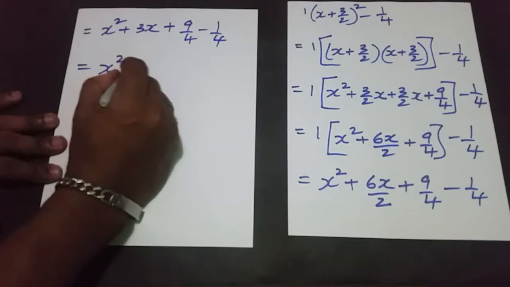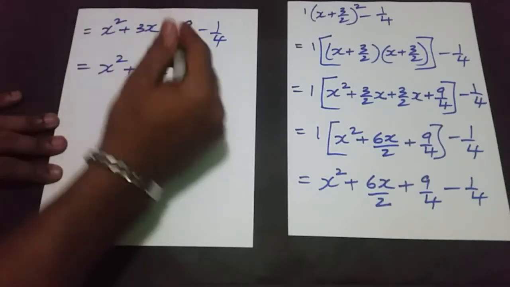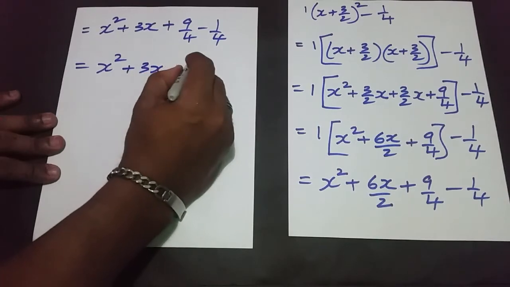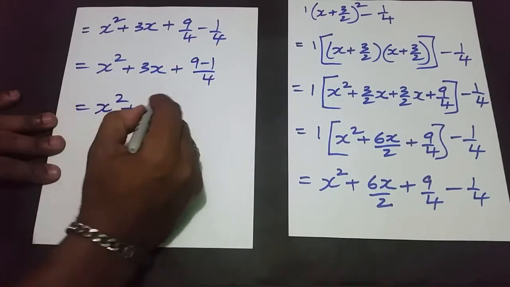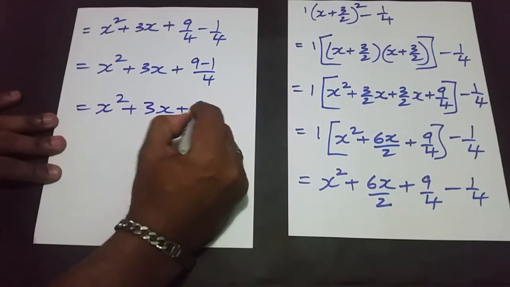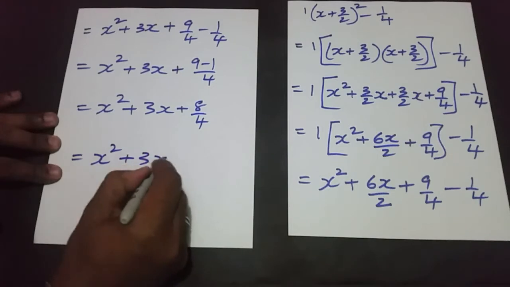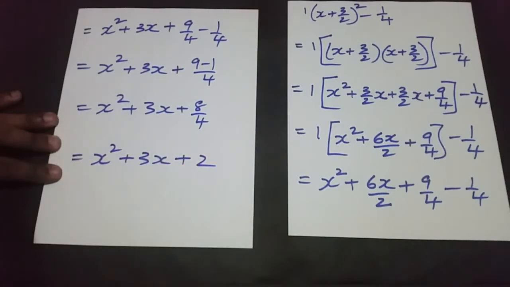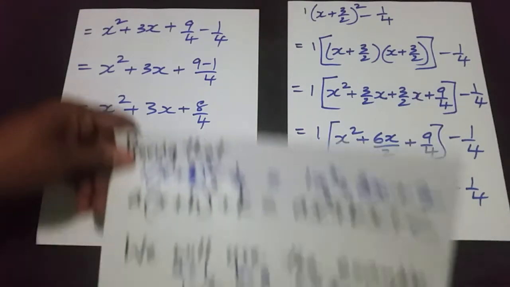So it's x squared plus 3x, and the denominators are the same. So we just deal with the numerators. So it's 9 minus 1 all over 4. That's x squared plus 3x plus 8 over 4. And you can clearly see that we're going to get back the original quadratic. All right? So what am I proving here? That the completed square form is the same.